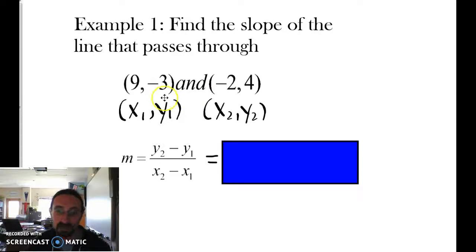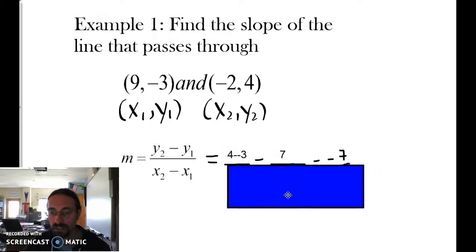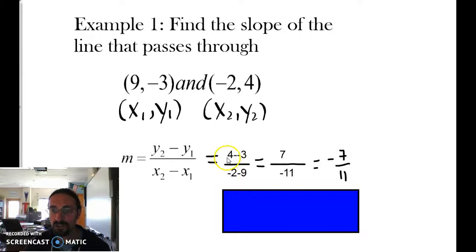But again, it doesn't really matter so long as you're consistent, because this point has an x and a y, this point has an x and a y. So given that we've labeled it this way, y2 minus y1 over x2 minus x1. So this is 4 minus a negative 3, which is the same as 4 plus 3, and that's 7. And then negative 2 minus 9, meaning 9 more units to the left, is negative 11. We're going to simplify that as negative 7 over 11.